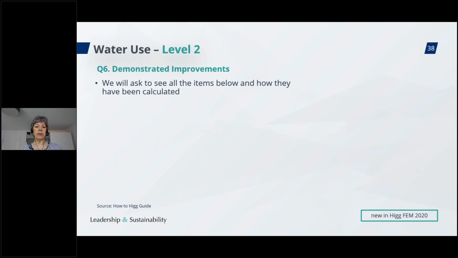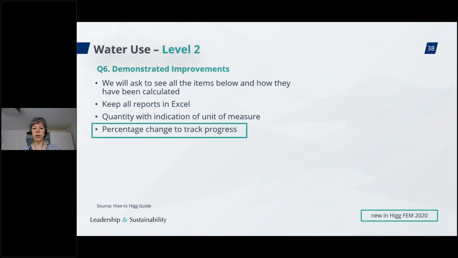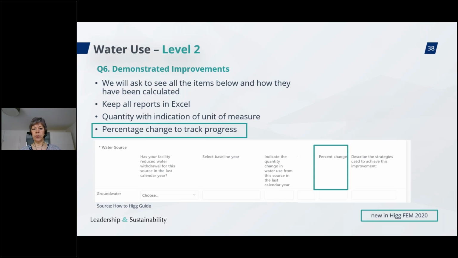And here is what it looks like. We will ask to see all the items below and how they have been calculated. We should keep all reports in Excel. And also, of course, the quantity should be included with indication of unit of measure. And then there is also a question about the percentage change to track progress. And here you can see a screenshot from the Higg portal, from the module itself.